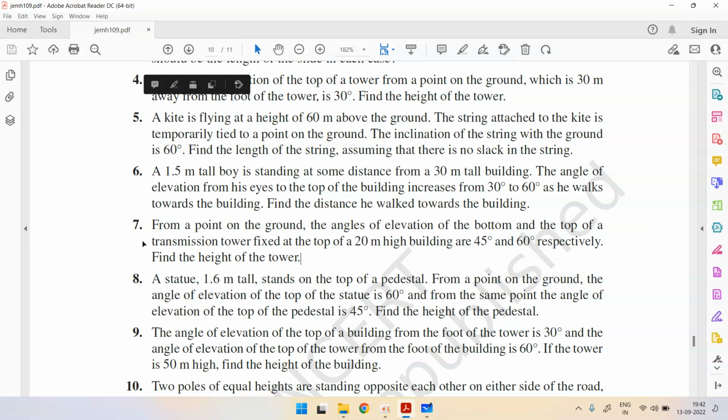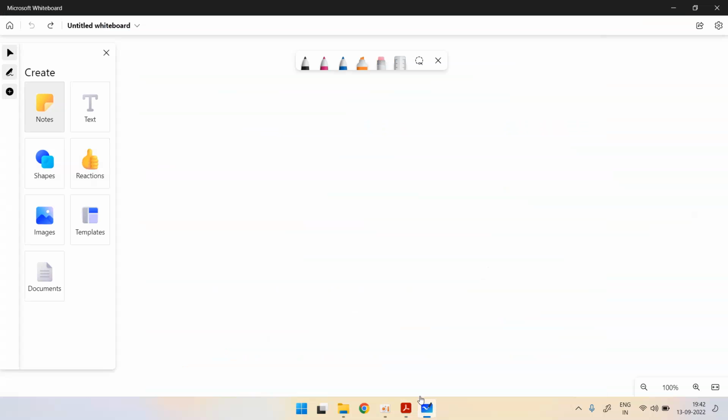It says that from a point on the ground, the angle of elevation at the top and the bottom of a transmission tower fixed at the top of a 20-meter high building are 45 and 60 degrees respectively. Find the height of the tower. So this is question number 7.